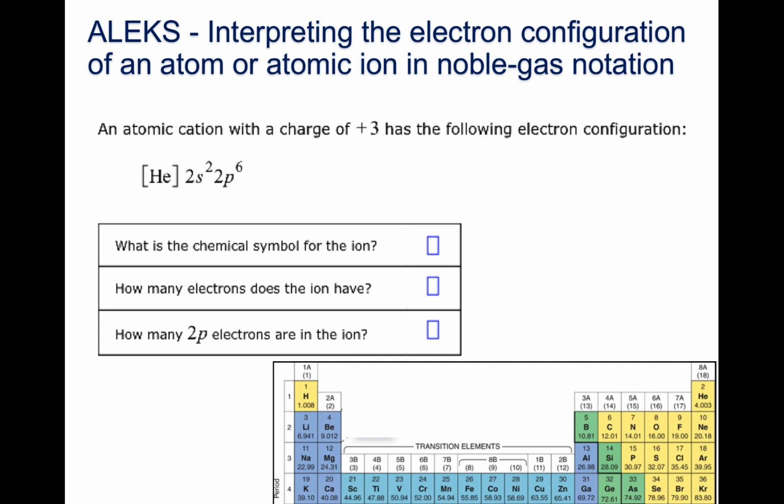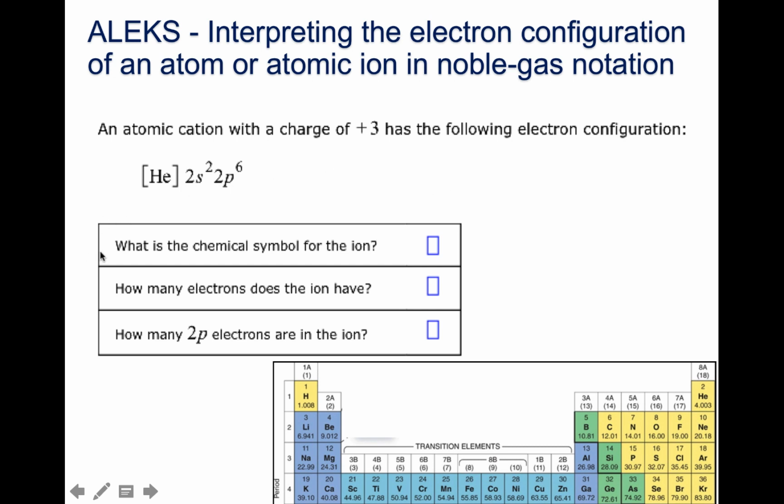All right, so here's an Alex example interpreting the electron configuration. In some of these examples, they'll give you a neutral atom, and some of these examples are going to give you an ion in the noble gas configuration. And so it's really important to read what they have to say because that is going to tell you how to do the example. And so in this case, we have an atomic cation. So think about what that means. It's an element that has given away electrons to obtain a positive charge, in this case specifically a positive 3 charge. And then the ion's electron configuration, it's in the noble gas notation, helium 2s2 2p6.